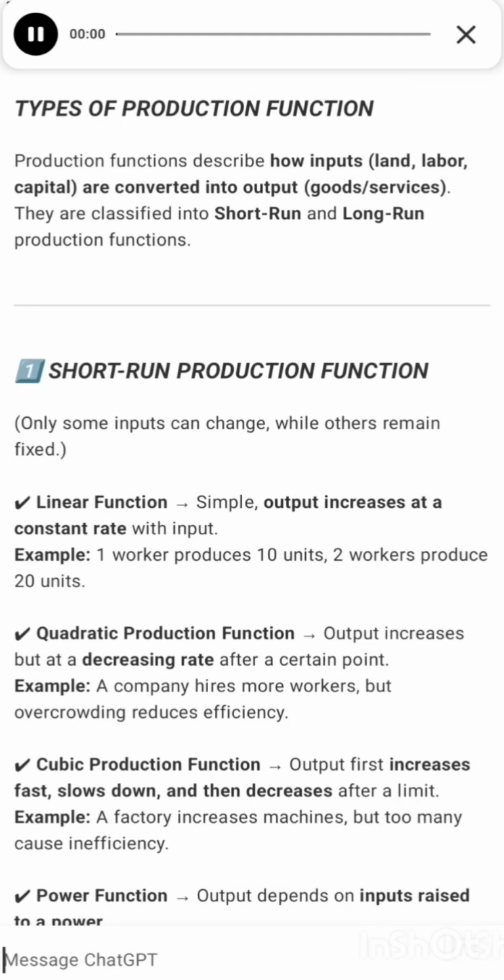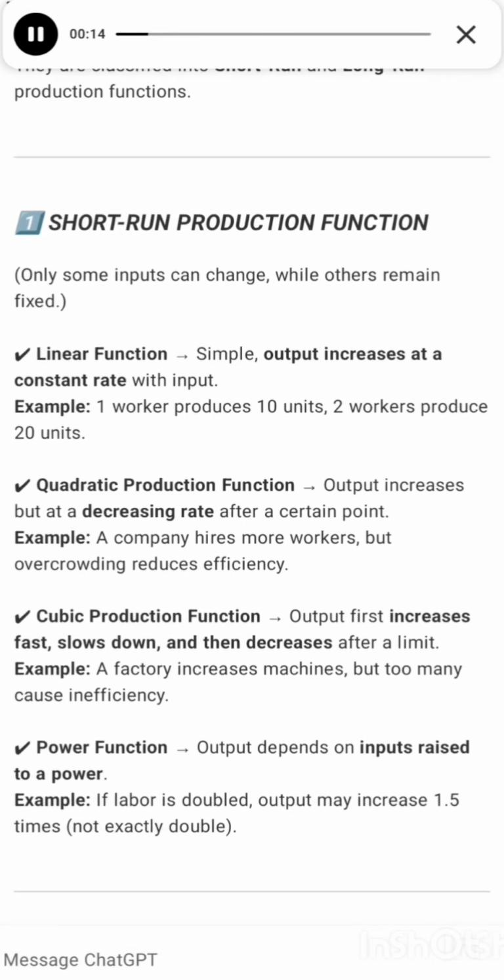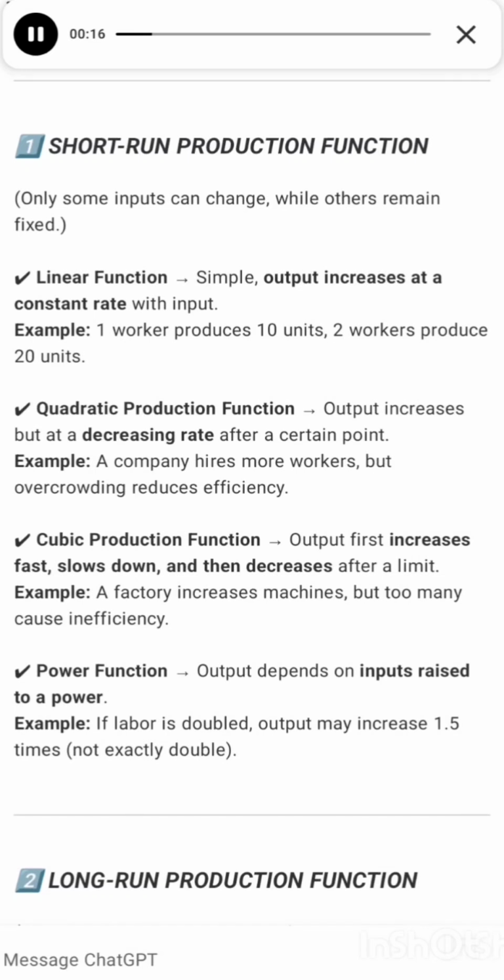Types of production function. Production functions describe how inputs, land, labor, capital, are converted into output, goods, services. They are classified into short-run and long-run production functions. 1. Short-run production function. Only some inputs can change, while others remain fixed.